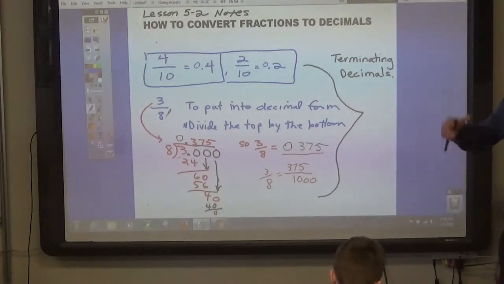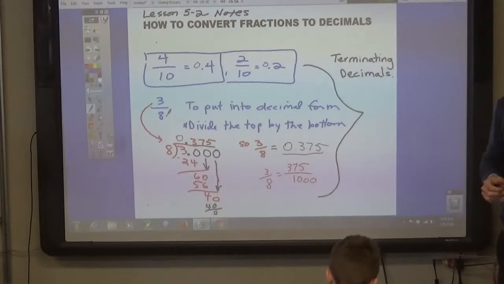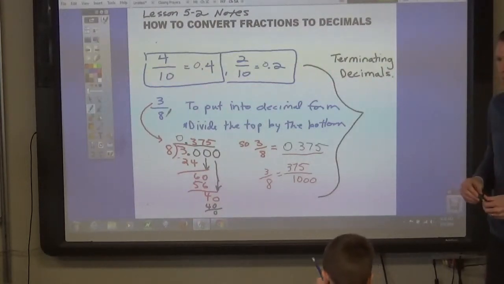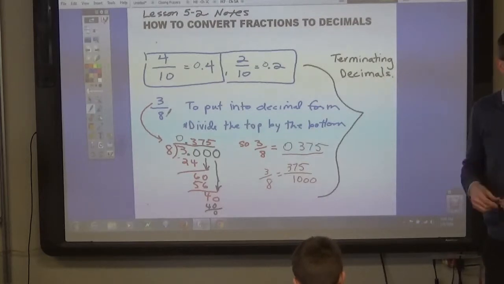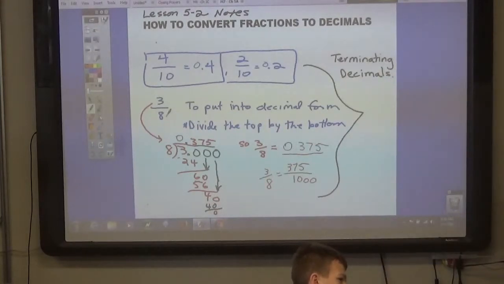Because 8 doesn't go into 3, right? You can't get a whole out of 3 pieces if it's in 8s, right? You don't have enough. You don't have enough pieces to make a whole. Okay? So that's how you know.